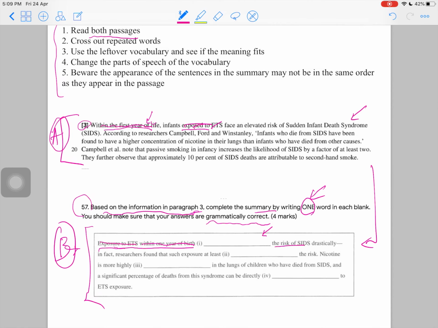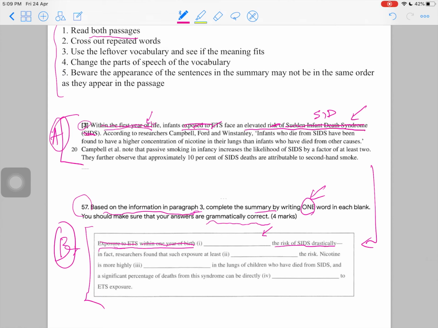The risk of SIDS drastically. Right here, elevated risk of, ooh, this is the lengthier version of SIDS, right? So this is really to throw you off, but you don't need to be scared. So risk. Okay, so drastically.